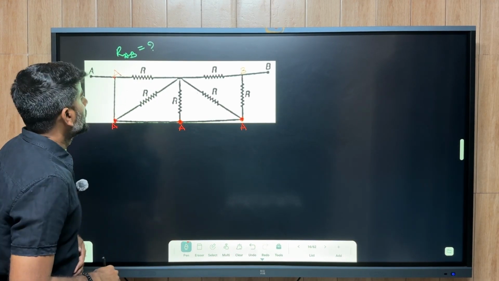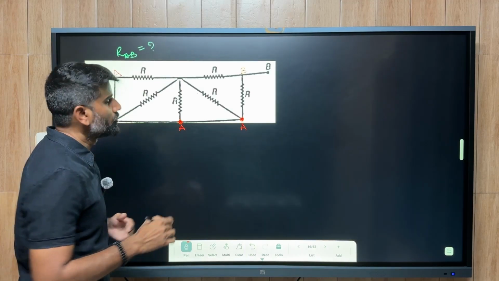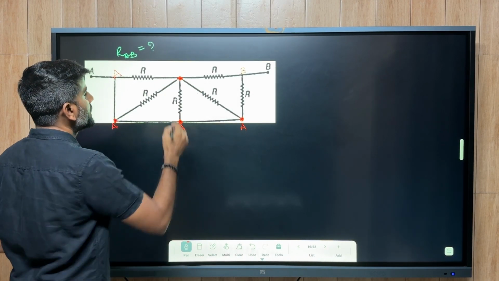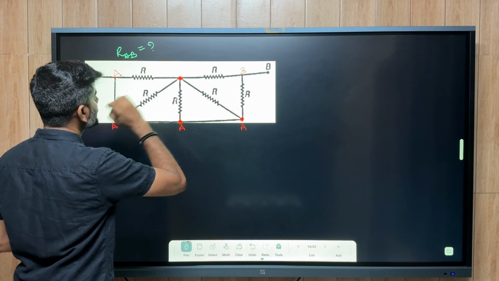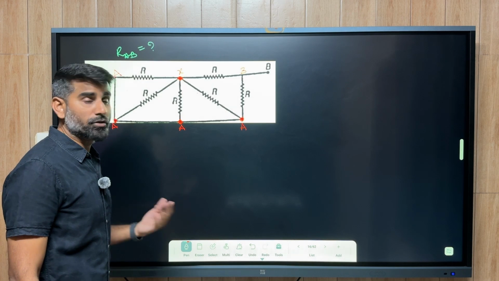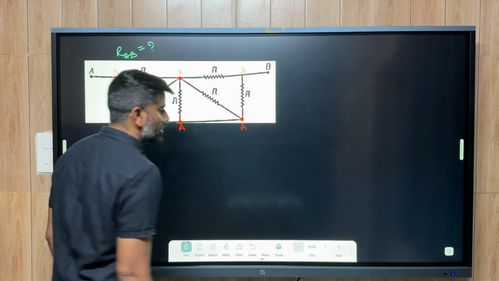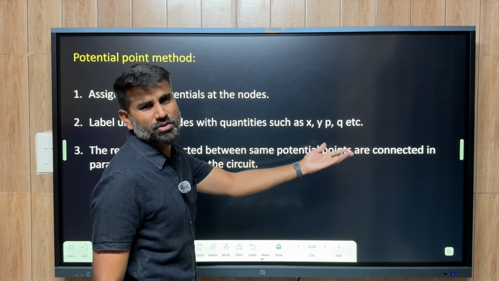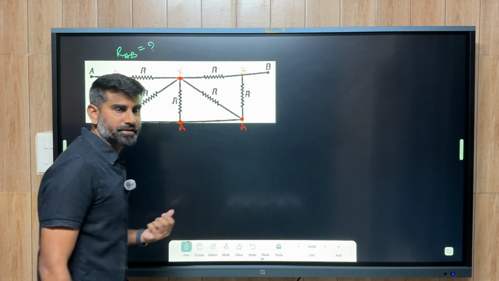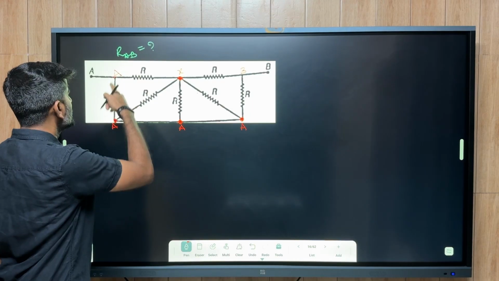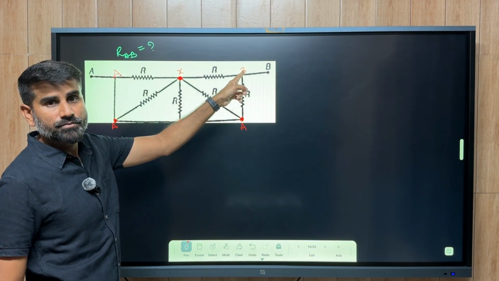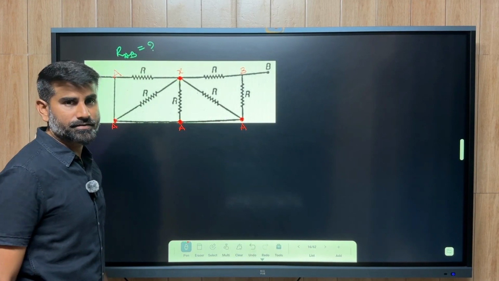And the node at which we don't know the potential is this one. I am giving the name of this potential as X, let it be X. As I've already mentioned, we will name unknown potentials with x, y, p, q, whichever letters we like. So if this is A, this is also A, this is also A, this is also A. If this is B, this will be B. And this will be X.